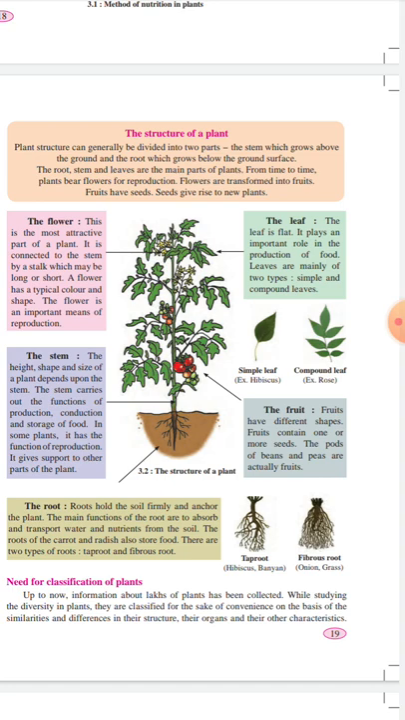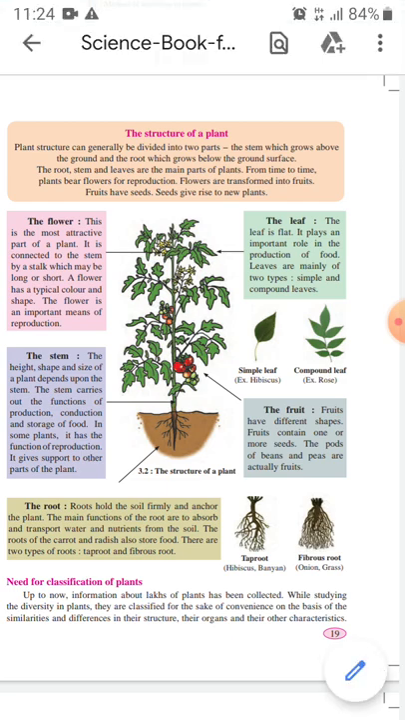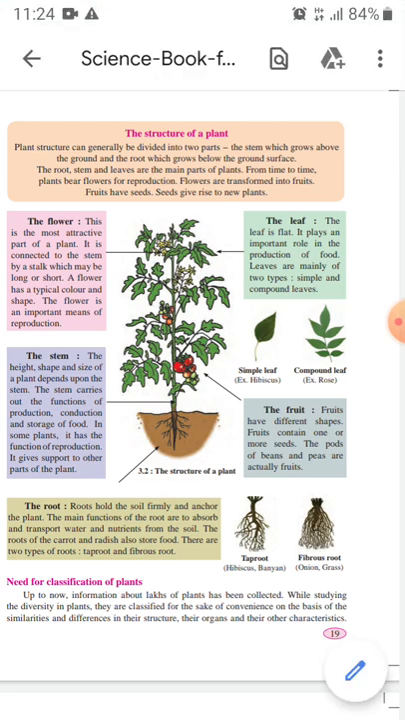Then the flower. This is the most attractive part of a plant, and it is connected to the stem by a stalk which may be long or short. A flower has a typical color and shape, and the flower is an important means of reproduction. Okay, this is all about the flower.